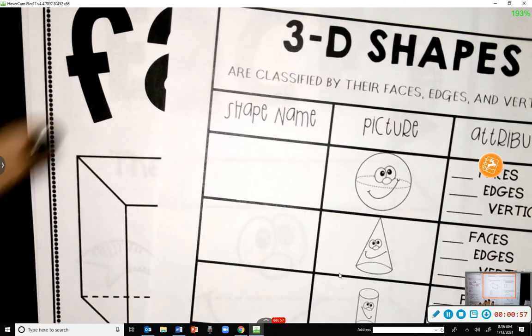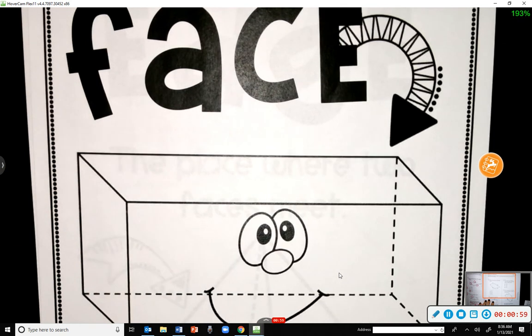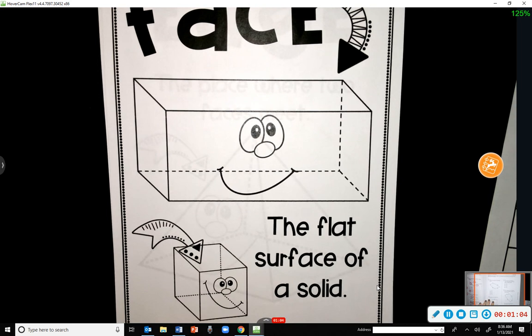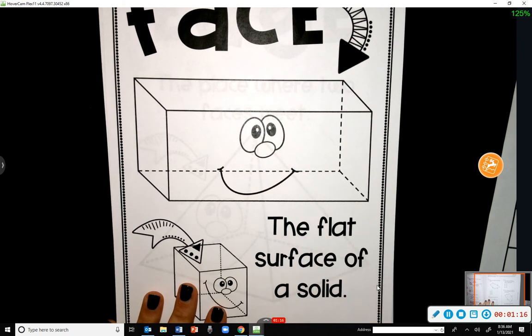So let's look at what a face is. The face is the flat surface of a solid, okay? So when I tell you to count the faces, what are you going to be counting, Bryson? The flat surfaces, okay? If it is curved, like a cone, we do not count that as a face, okay? It has to be a smooth, flat surface. Does that make sense? Okay.